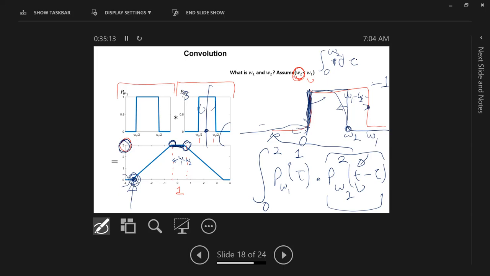And if this thing actually is a triangle, that means the two pulses have the same width, because they only overlap in an instant in time. So as you increase W2, if W2 is the same width as W1, then this thing is equally wide. And so they're only going to completely overlap for one instant in time, and then they're not. That's why this will look like a triangle.